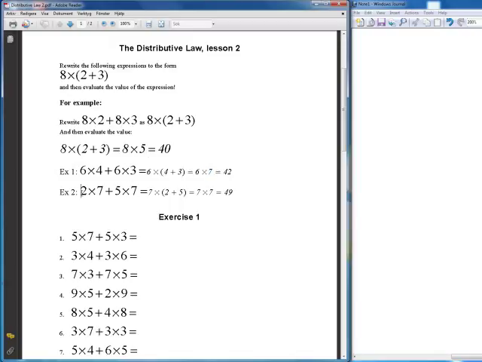Another example. 2 times 7 plus 5 times 7. So we have a 7 here and a 7 here, which means that we write the 7 here, times, and then the brackets, 2 plus 5. Because we can double check it, we can always go from this to this one. So 7 times 2 plus 7 times 5. It's this, okay? So we calculate the brackets, and we have 7, and then 7 times 7 is 49.